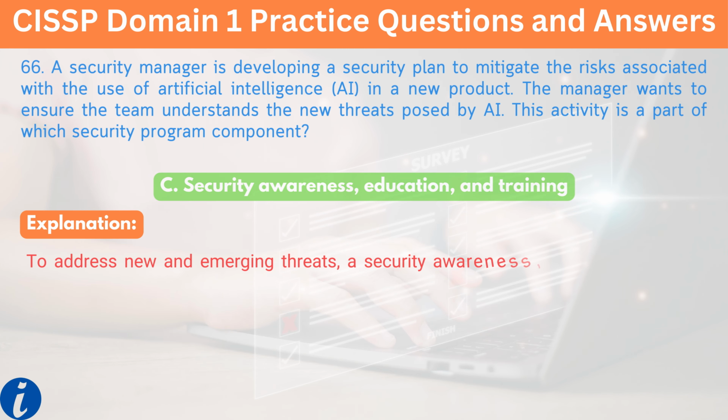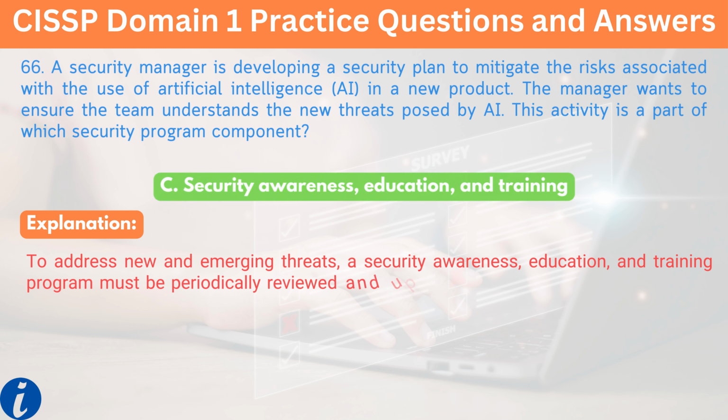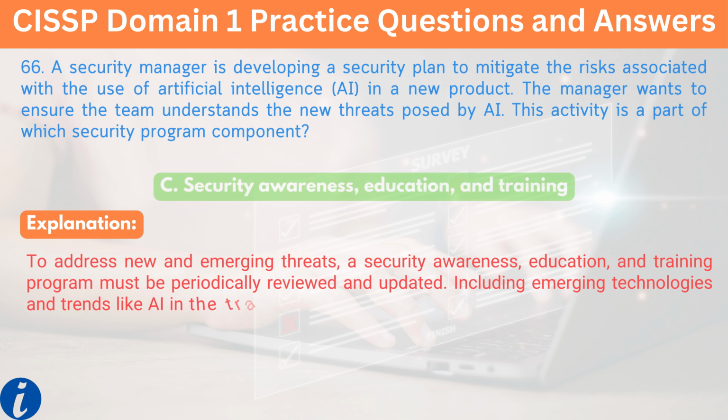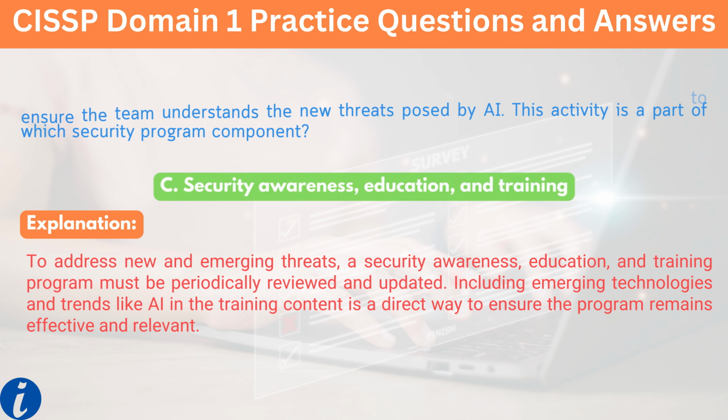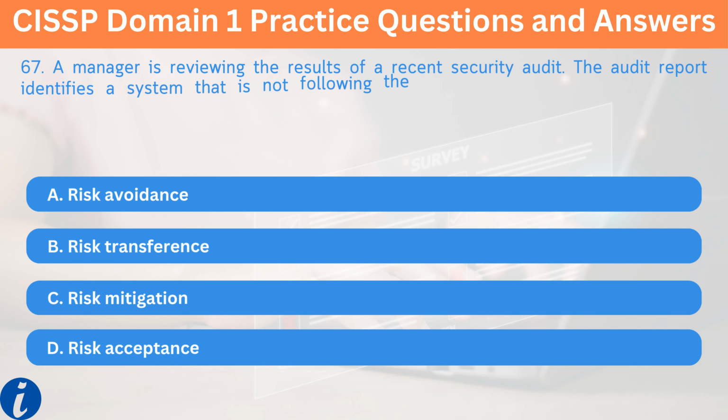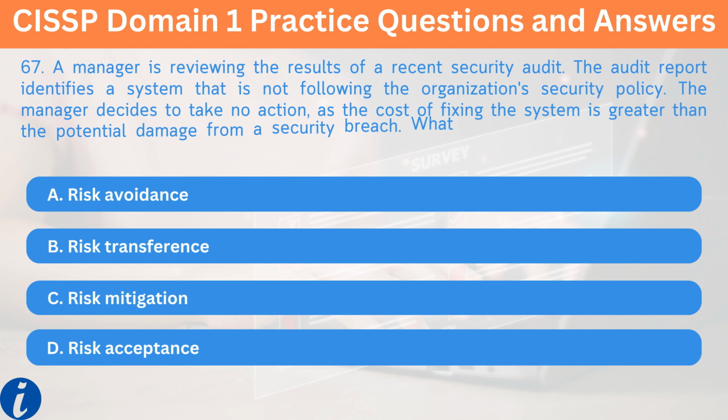Security awareness, education, and training. Explanation. To address new and emerging threats, a security awareness, education, and training program must be periodically reviewed and updated. Including emerging technologies and trends like AI in the training content is a direct way to ensure the program remains effective and relevant.